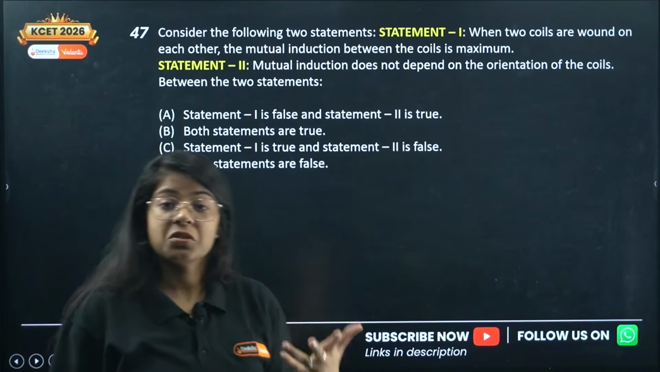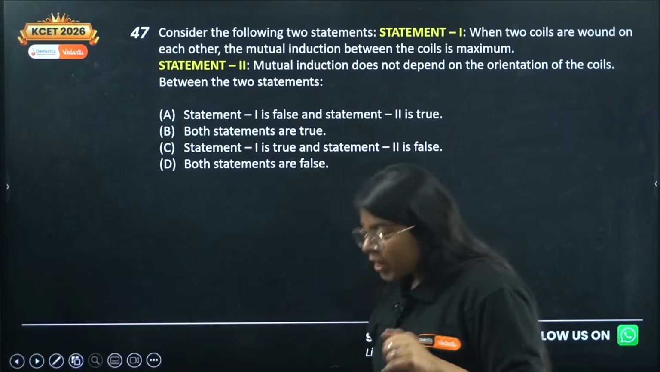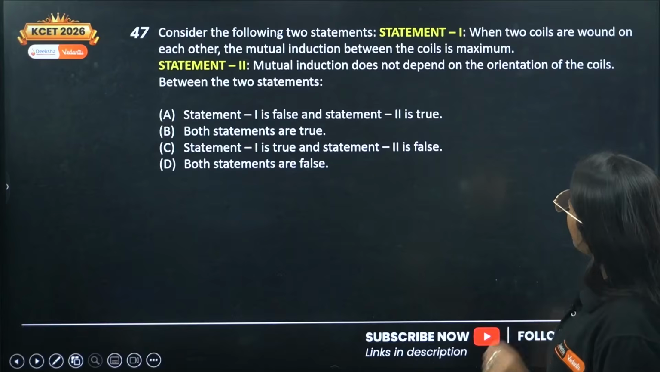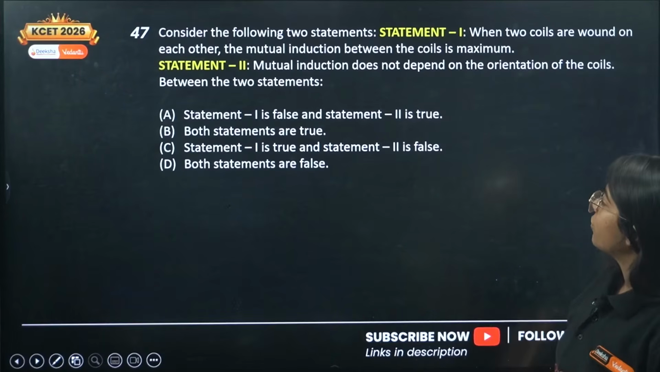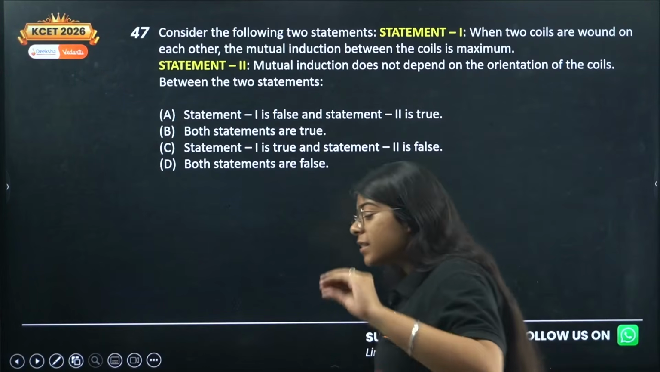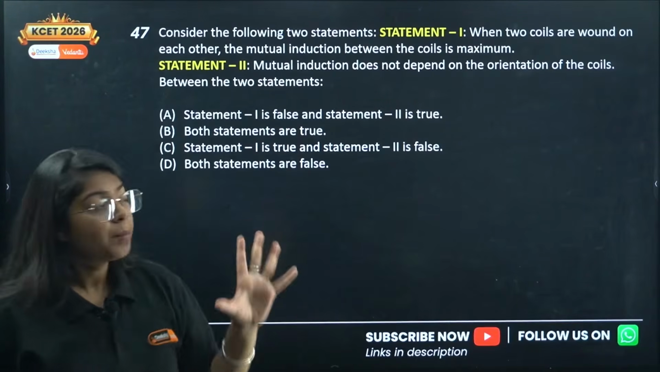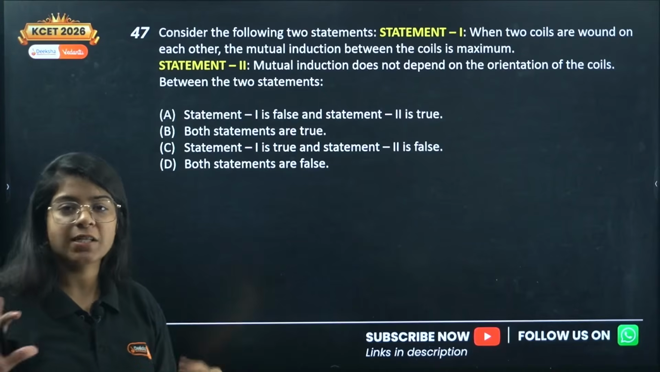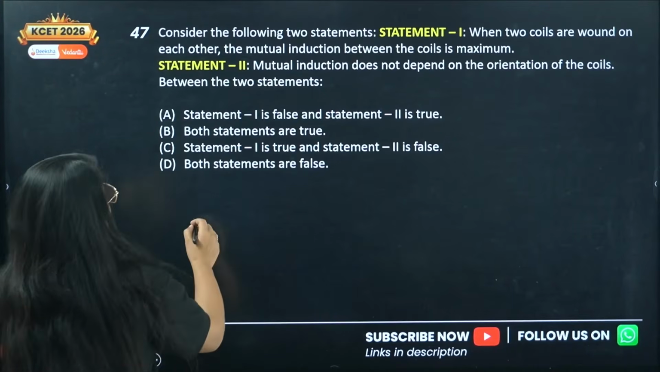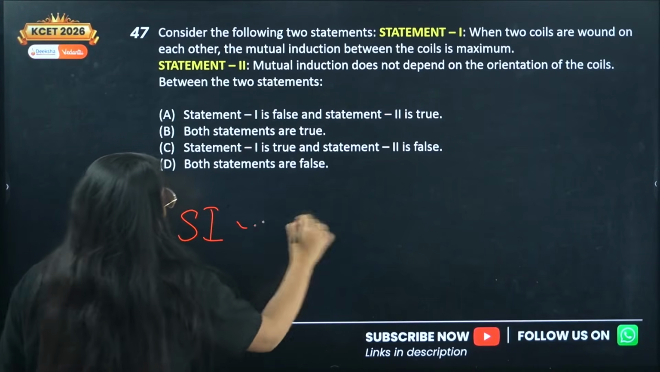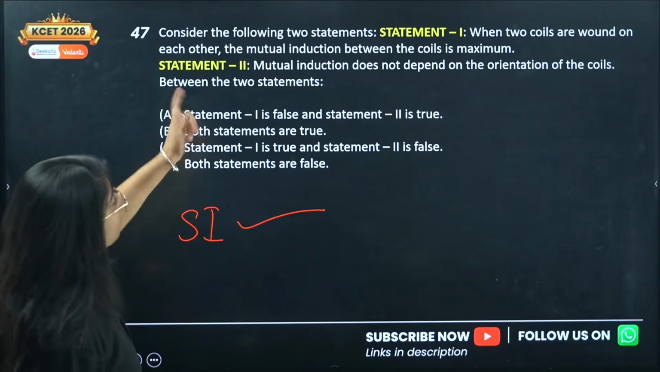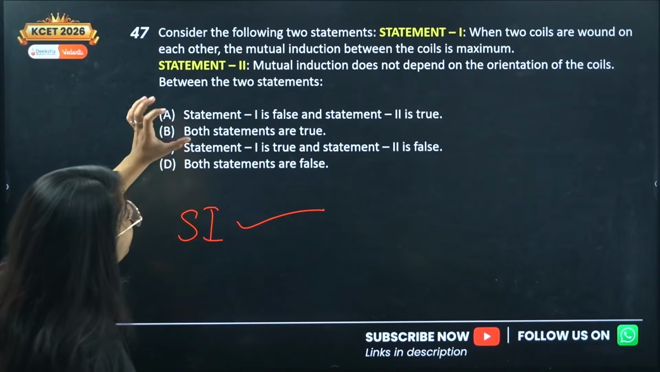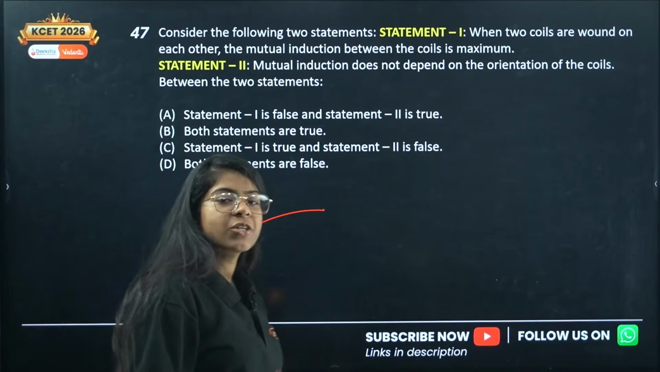Is it true? Is it not? Statement 2 says, mutual induction does not depend on the orientation of the coils. Now, this can be a little tricky, but we know when 2 coils are wound on each other, the mutual induction is maximum. The statement 1 is definitely true. About the statement 2, mutual induction definitely depends on the orientation of the coil.